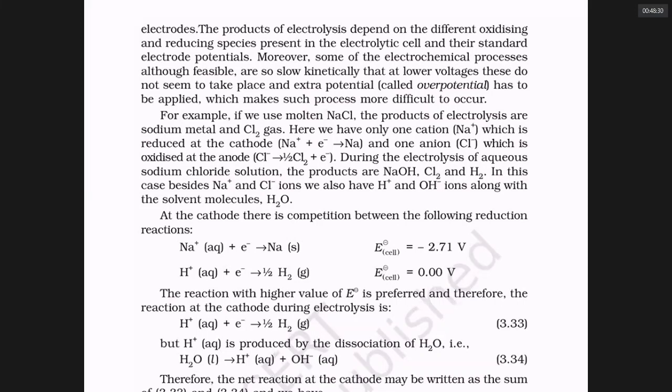The H+ will take electrons to become H2. So, in electrolysis, first group and second group metals and aluminum will not undergo any reduction. It is the water that undergoes reduction to give hydrogen.